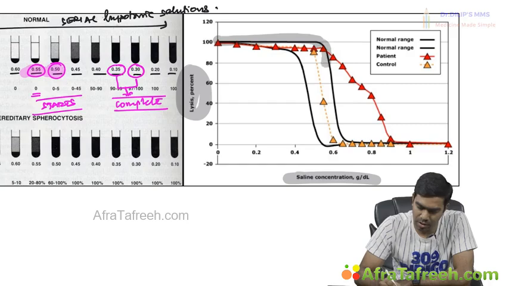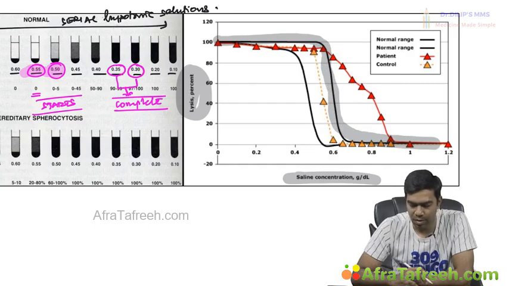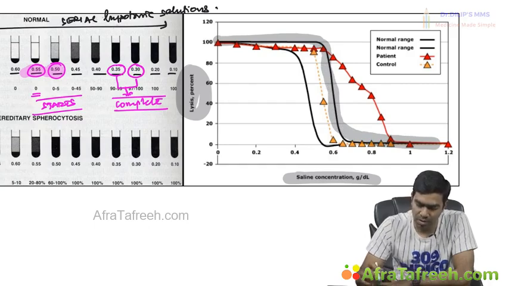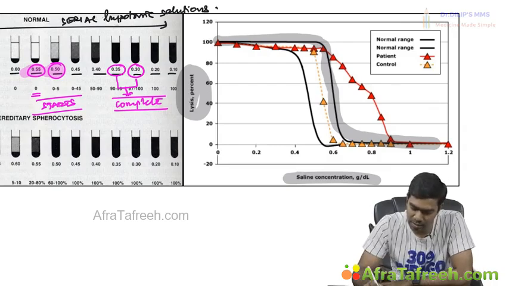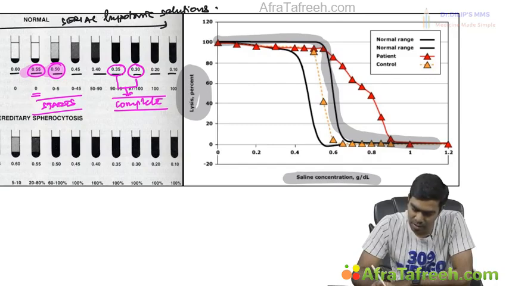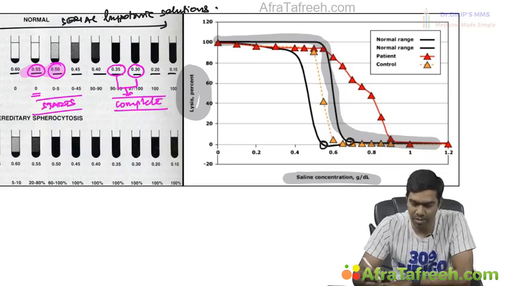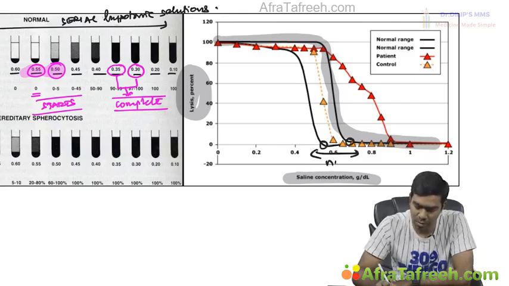This is a normal range in these patients. Clear? So this is what is going to be the normal range. So you are not going to have any hemolysis. For example, at a range of till you get this 0.7 or 0.5%, there is no hemolysis. No hemolysis in normal patients.